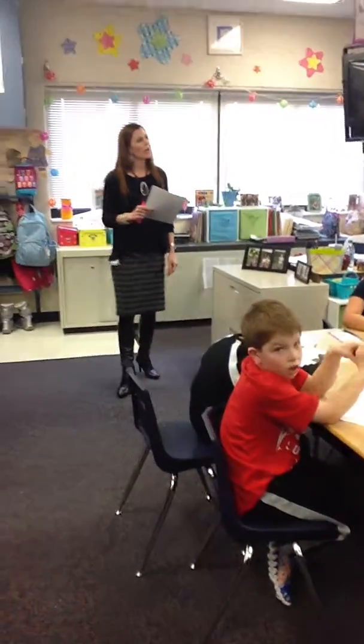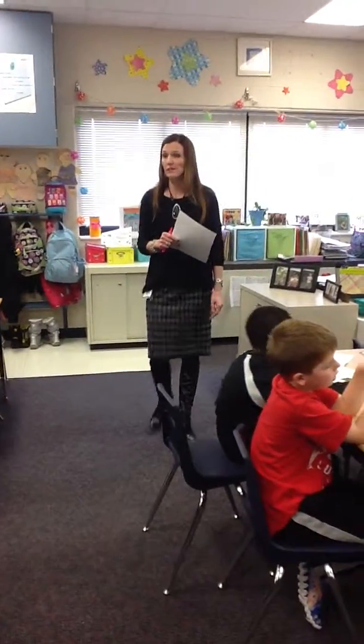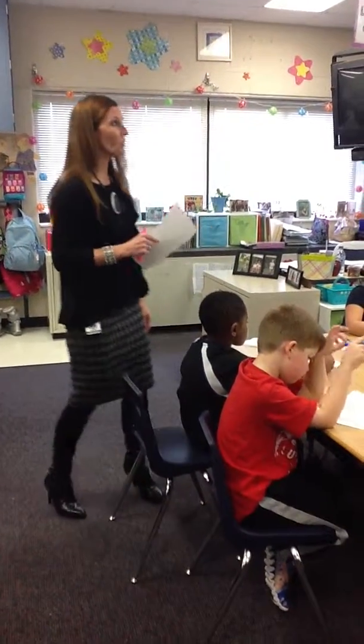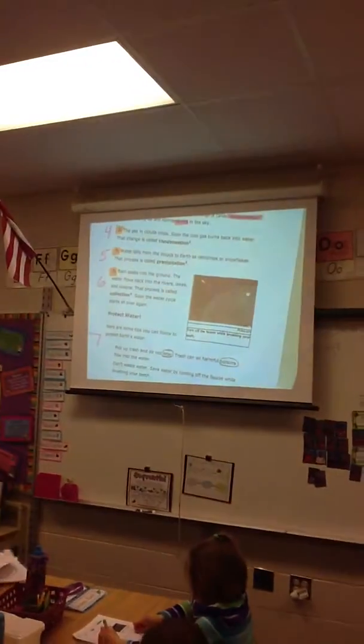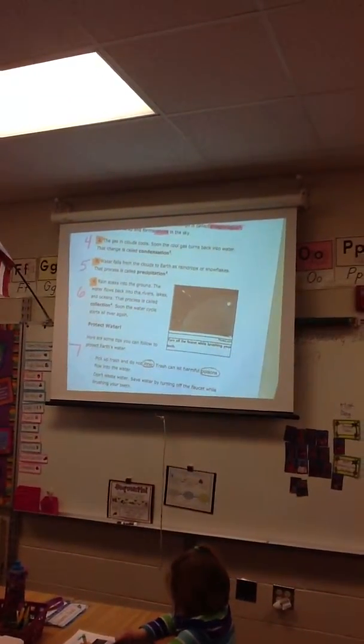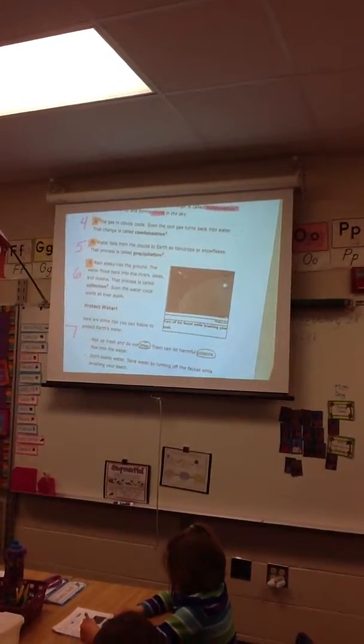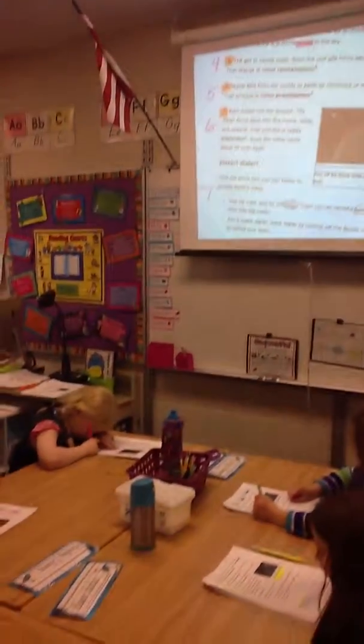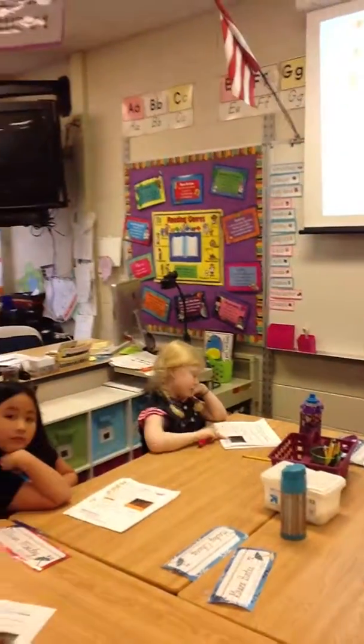Okay, and we're going to highlight one more thing today. I want you to highlight the subheading above paragraph 7. Good job. Warren, what did you highlight? Protect water. Very good. So that subheading lets us know that in that paragraph they're going to be explaining how we can protect our water, which we read about. Good.